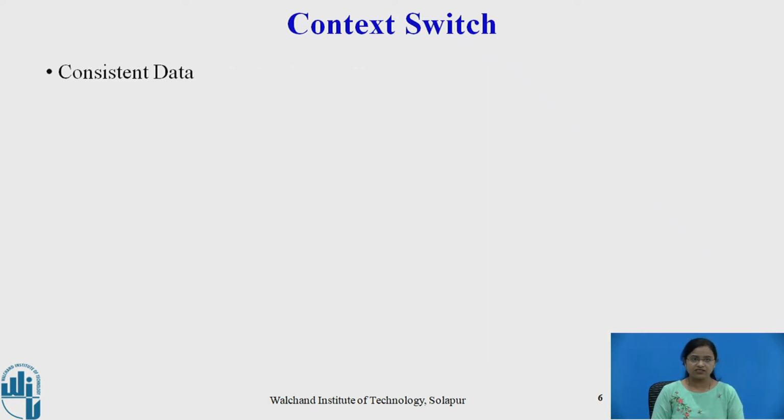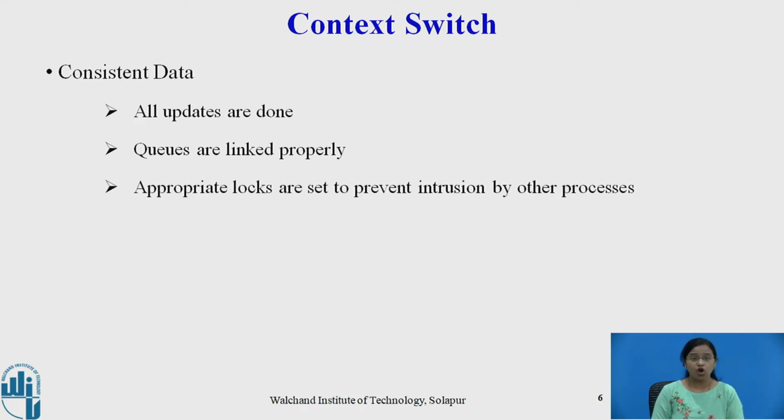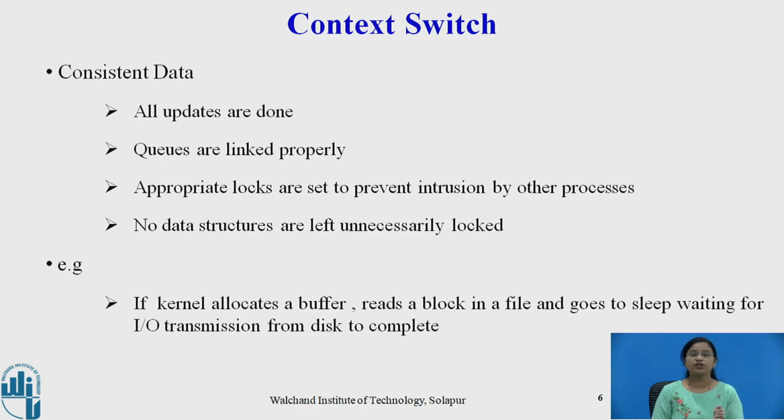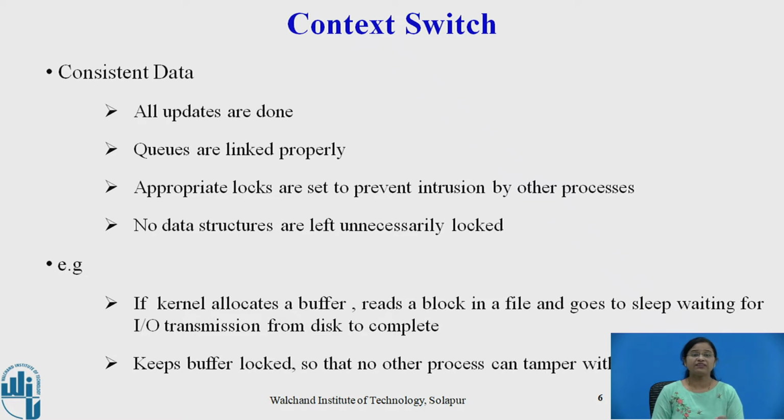So how does it permit consistent data? It checks whether all updates are done, queues are linked properly, appropriate locks are set to prevent intrusion by other processes, and no data structures are left unnecessarily locked. For example, if the kernel allocates a buffer, then reads a block in a file and goes to sleep waiting for IO transmission from disk to complete, it will keep the buffer locked so that no other process can tamper with it. While doing the operation on the buffer, it has to keep the buffer locked. In such a way, the kernel can make consistent data. It will always give consistent data.